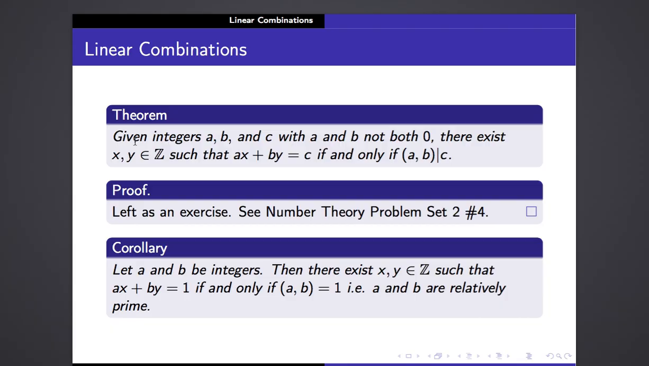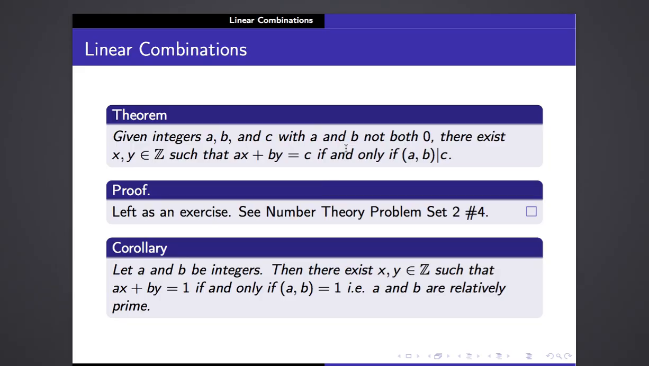Given integers a, b, and c, so three integers a, b, and c, with a and b not both equal to 0, there exist two integers x and y such that ax plus by equals c if and only if the greatest common divisor of a and b divides c.